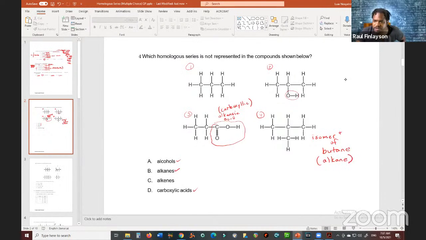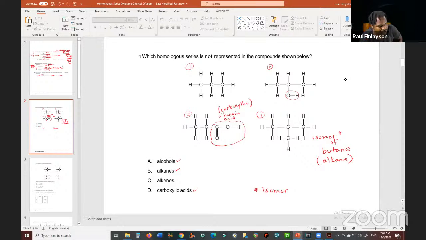But that word here, isomer, and I'm going to give you a note here. Note: isomers are organic compounds having the same molecular formula but different structural formula. If you check it out, this is C4H10. This has 4 C's and 10 H's.